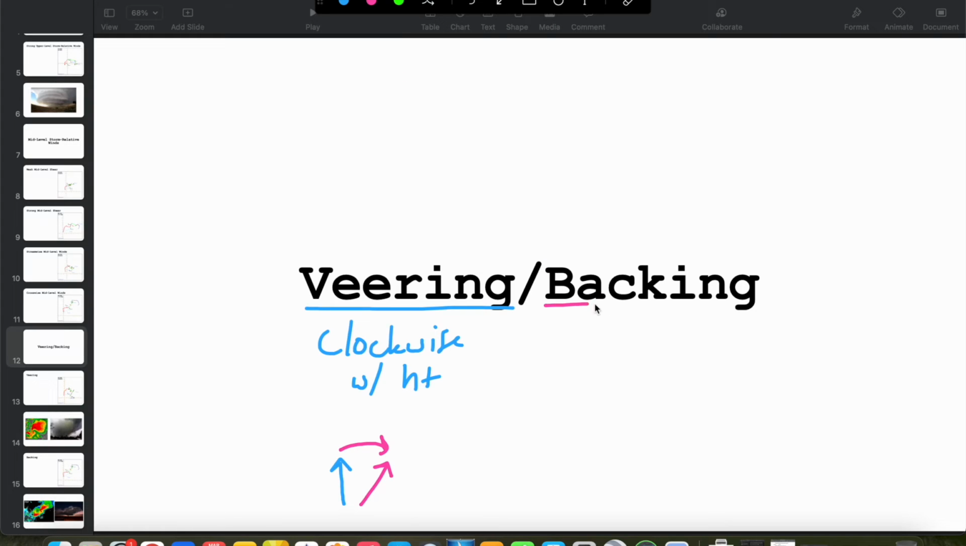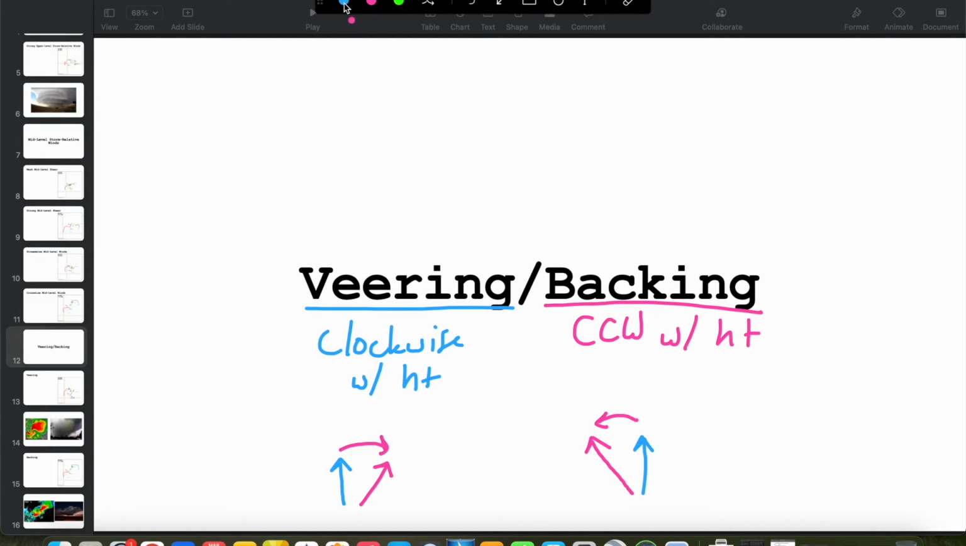Backing, on the other hand, is winds that turn in a counterclockwise direction with height. So again, let's say we have southerly winds at the surface. Of course, winds are described by the direction that they're coming from, not the direction they're going to. So you have southerly winds at the surface, but let's say at 1 kilometer above that, the winds are out of the southeast, or southeasterly. Well, then you would have backing winds because your winds are turning in a counterclockwise direction with height.